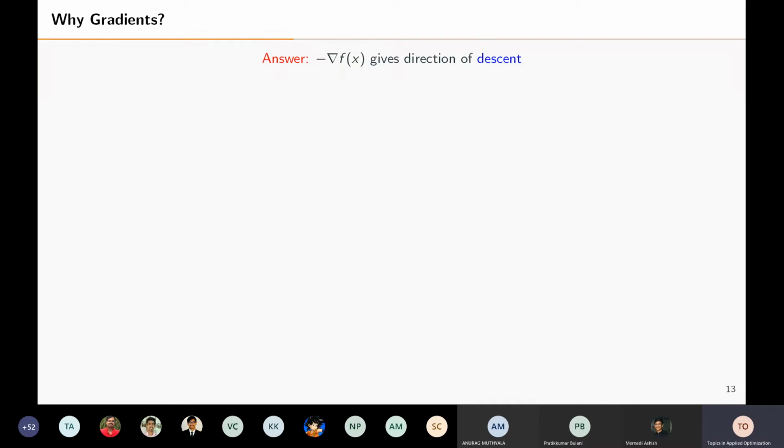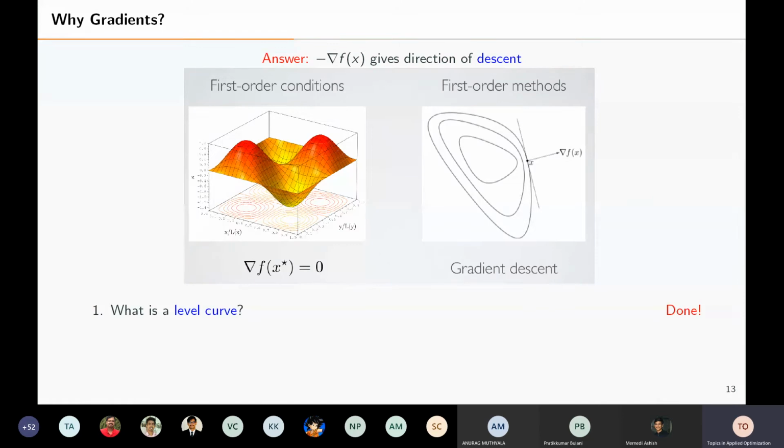So why gradients? Well, the negative of the gradient gives me the direction of descent, and usually my goal is to solve optimization problems like this: minimize f(x). I will start with some random point, and then I will follow the negative gradient direction, and then I reach some new point, and then I follow the negative gradient direction from this point, and this way I keep going, and at some point I should arrive at least at a local minima. Okay, that's what the gradient method can ensure, that you will arrive at least at a local minima. So this is why we are interested in the gradient.